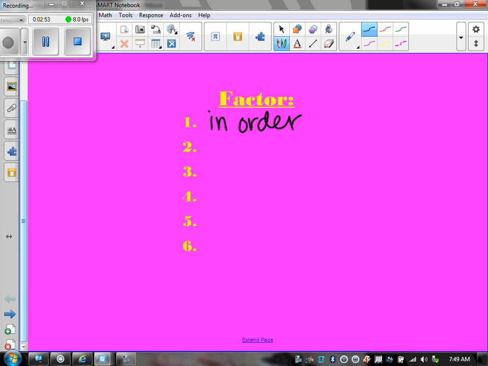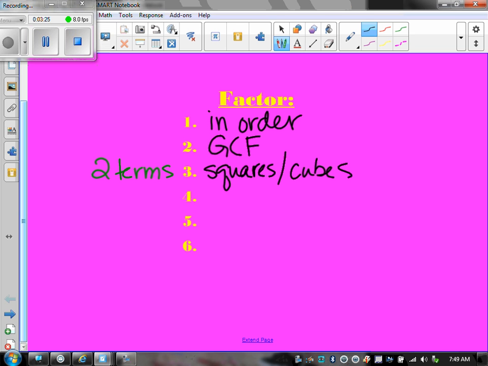Your second step always is to look for a GCF. Is there something that they have in common? Can you take out a number from all of them, or a letter, a variable from all of them, okay? A GCF. The next thing we're going to look at is to see how many terms each of them has. If your problem has 2 terms in it, just 2 little parts, then what you're going to do is factor either by squares or cubes. And we'll talk about those later next week. But if there are 2 pieces in your problem, 2 terms, then you're going to try to either factor by squares or by cubes. Okay?